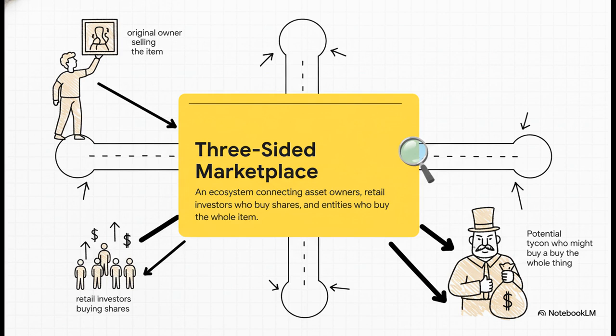You've got the person who originally owned the item, you've got the everyday investors buying little shares of it, and then you've got this third player, a potential tycoon, who might just swoop in and buy the whole thing down the line. The number one design challenge is this. How on earth do you build one app that serves all three of these incredibly different people, especially when what they want is often the complete opposite?